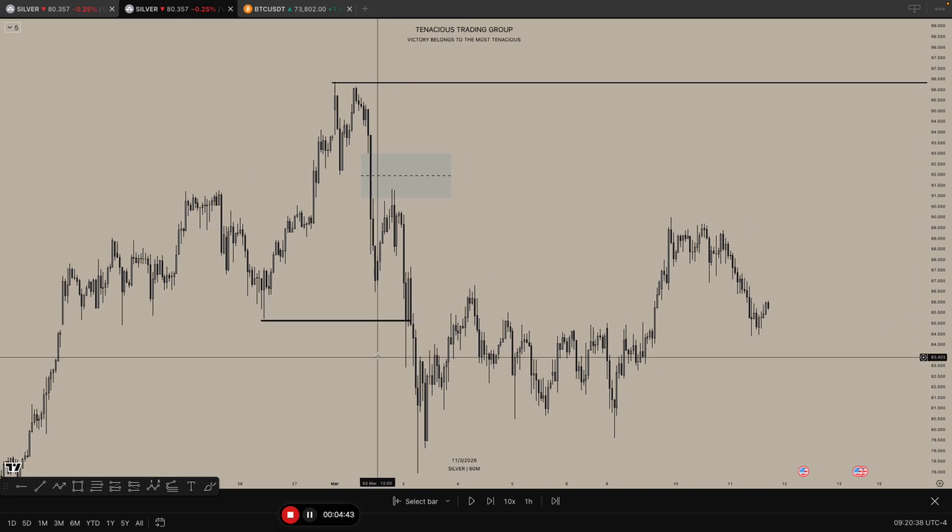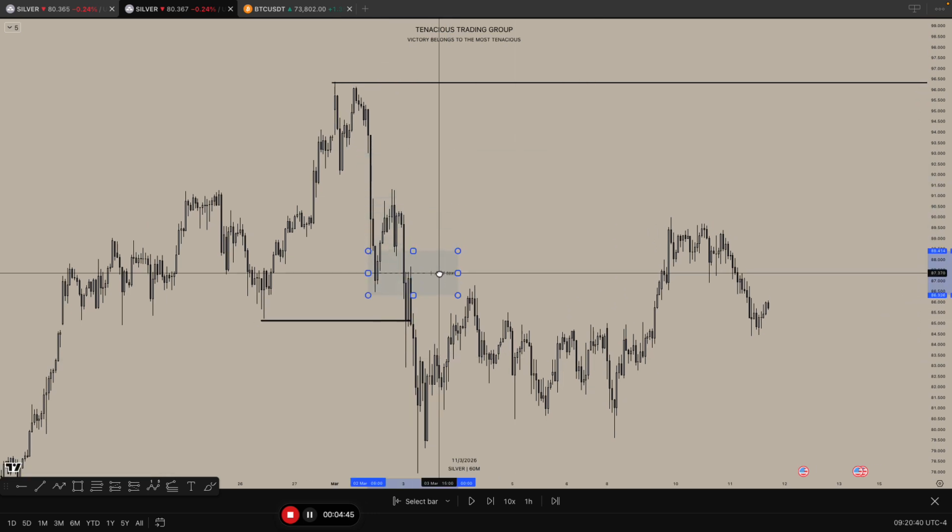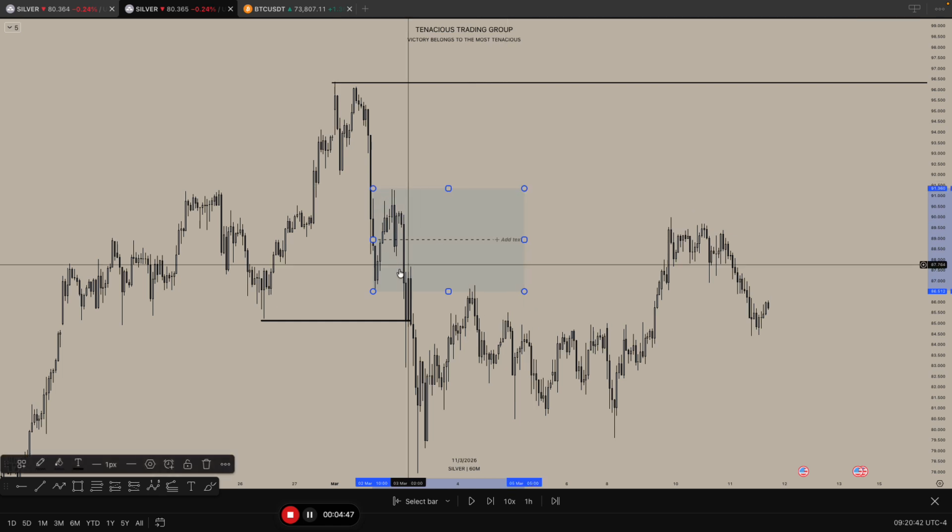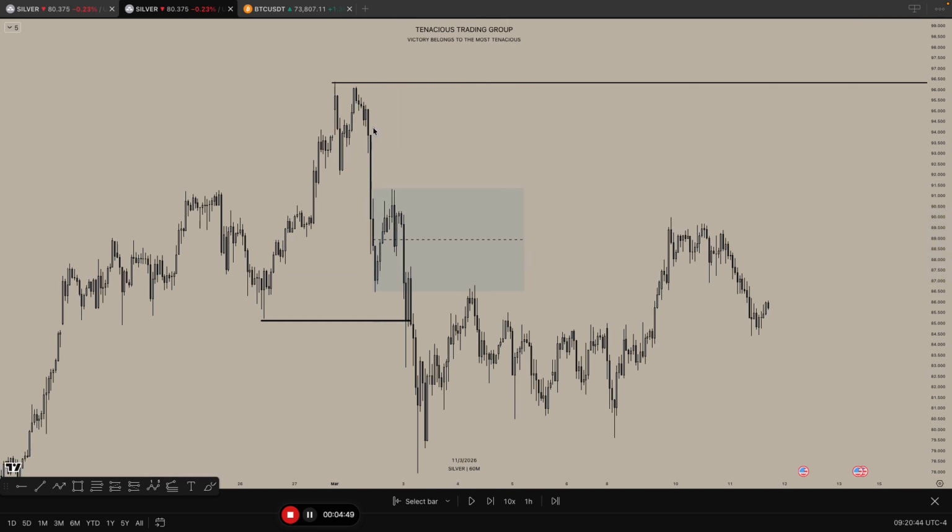Within this market structure shift, where is my SNDR? This is my SNDR, because this is my first up-down movement. So the minute we take out these lows, this helped to contribute to taking out these lows. So this is my SNDR.